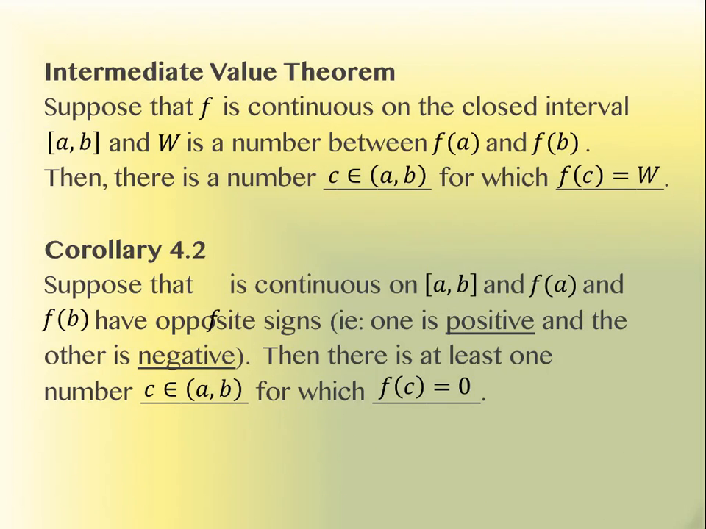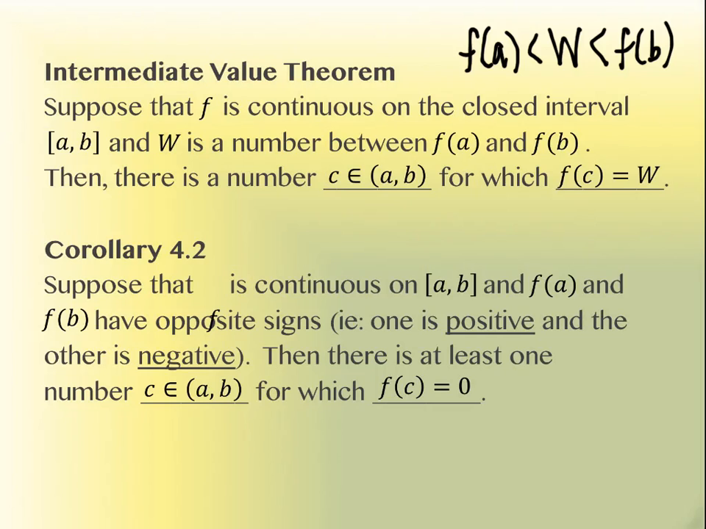The last thing in this section is the intermediate value theorem. The intermediate value theorem says the following. Suppose you have a smooth continuous function, continuous on the closed interval from a to b. And you've got some number w between f of a and f of b. I could write this in interval notation if you prefer. We're saying f of a is less than w, which is less than f of b. So you've got some y value between the two y values.